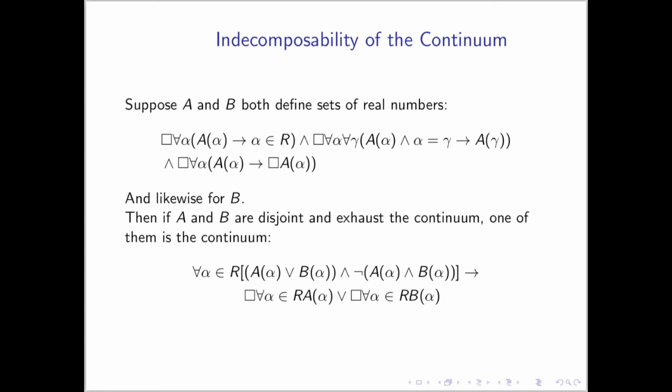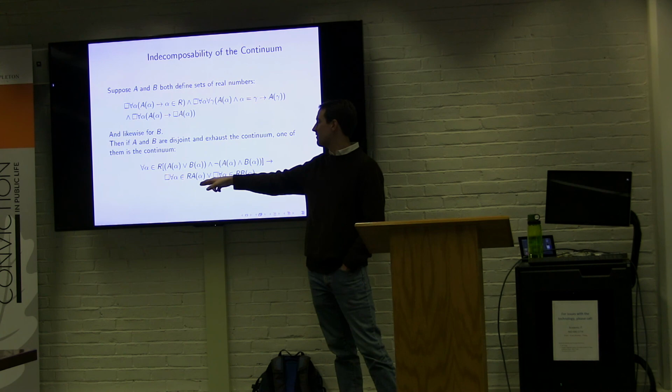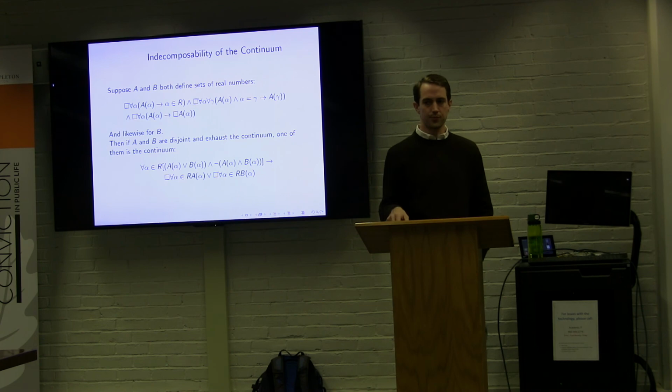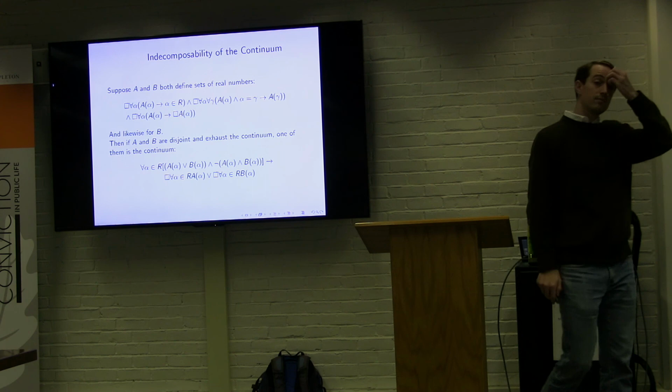So for all alpha that are real number generators, they're in either A alpha or B alpha, and not both. From that assumption, we can infer necessarily for all alpha that are real number generators, either necessarily for all alpha in R, A of alpha, or necessarily for all alpha in R, B of alpha. So one of them is all of R, and then from this assumption, the other one will be empty. A and B are formulas? Yeah.